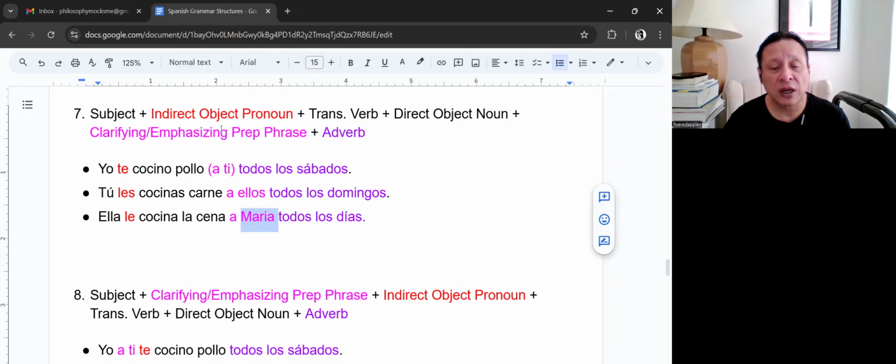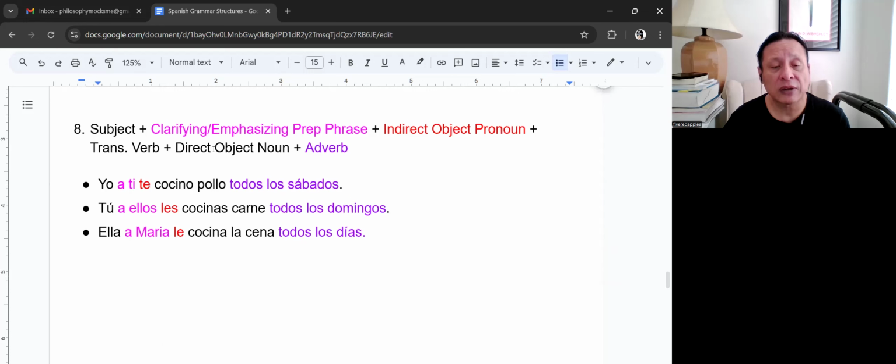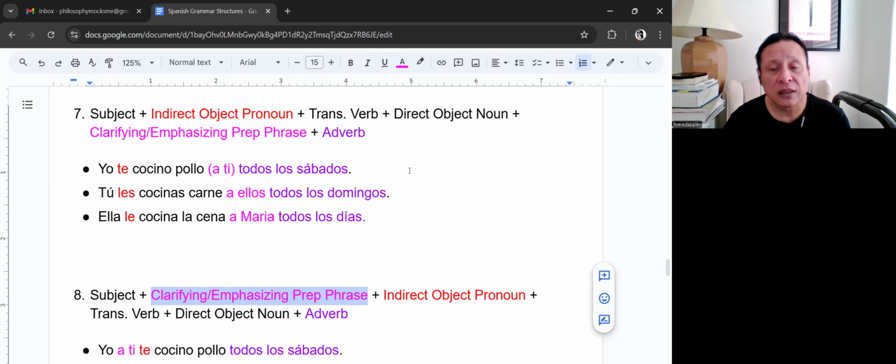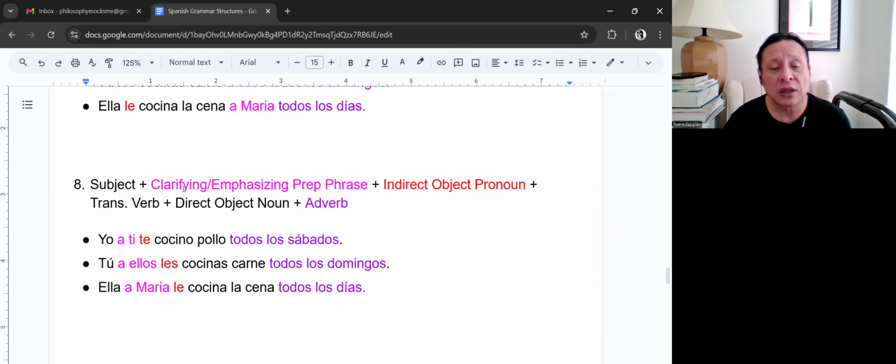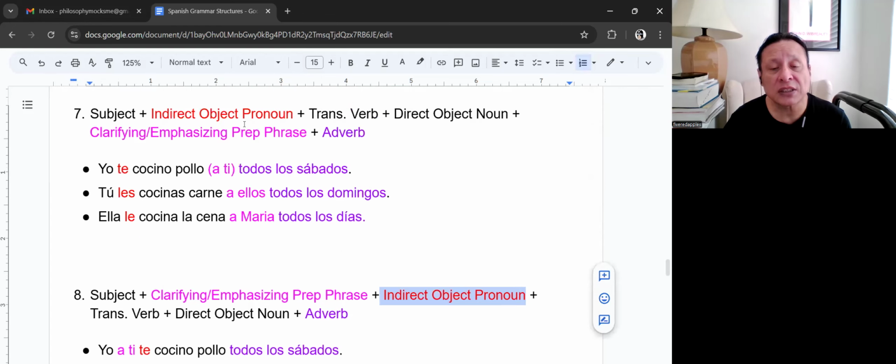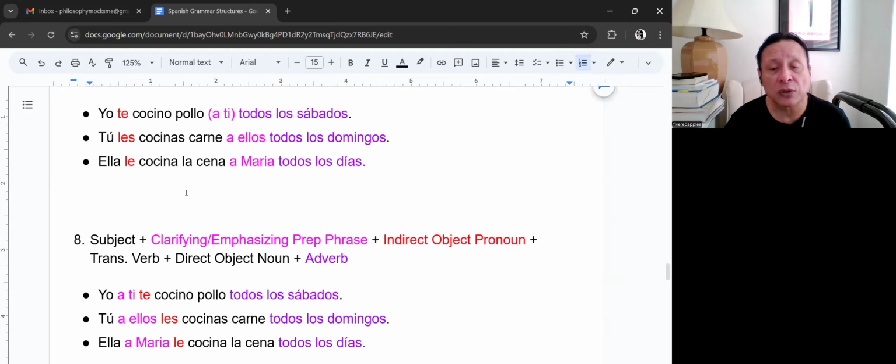Here we have a subject. We can put the clarifying phrase first and then the indirect object pronoun. Here we had the indirect object, and then after the verb, here's the verb, after the direct object noun, we put the clarifying phrase after. But we can also do it with here. We can put the clarifying phrase first and then still throw in the indirect object pronoun, right? Okay, and then the transitive verb. So we just move this from here to before in here. That's all we did. That's all we're doing.